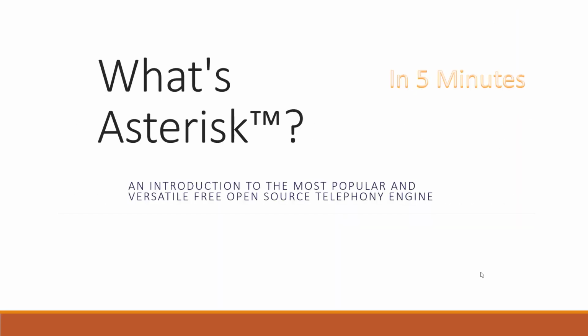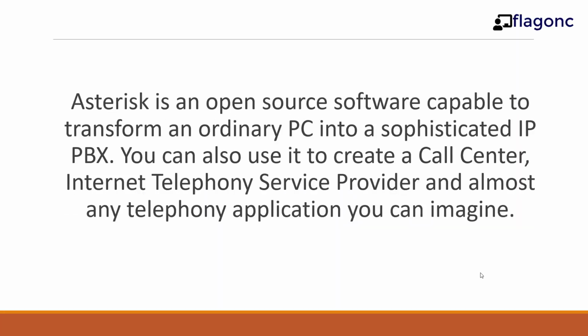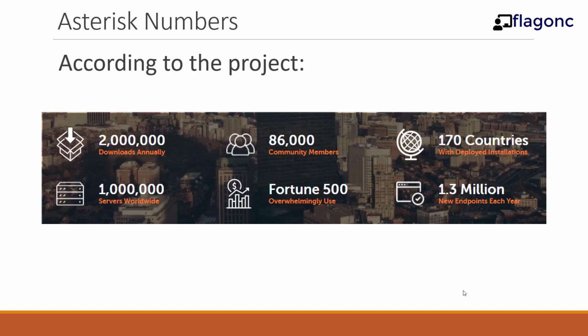Asterisk in 5 minutes. Asterisk is an open source software capable of transforming an ordinary PC into a PBX. It's also capable of transforming a PC into any telephony application, including internet telephony service providers, call centers, and so on. Asterisk is a huge project. According to the asterisk.org website, there are 1 million servers running.